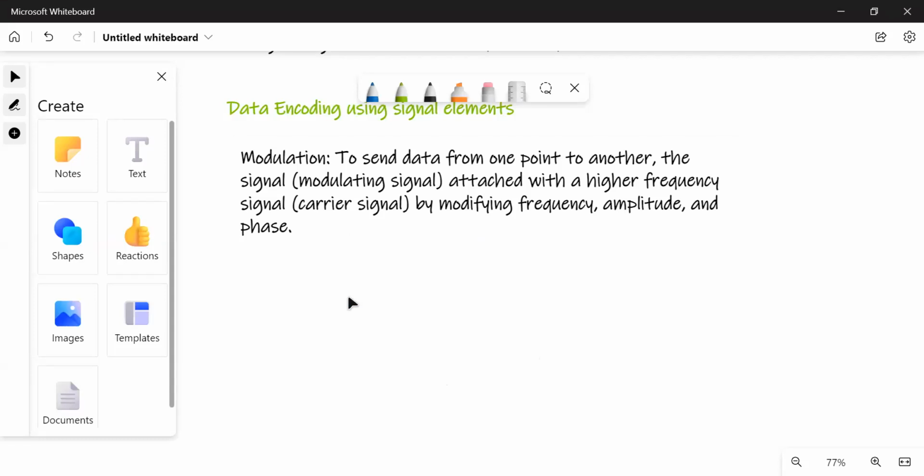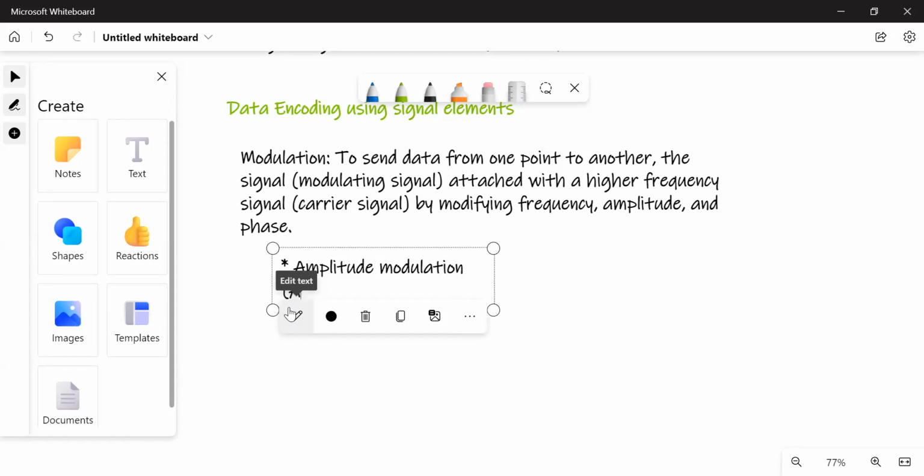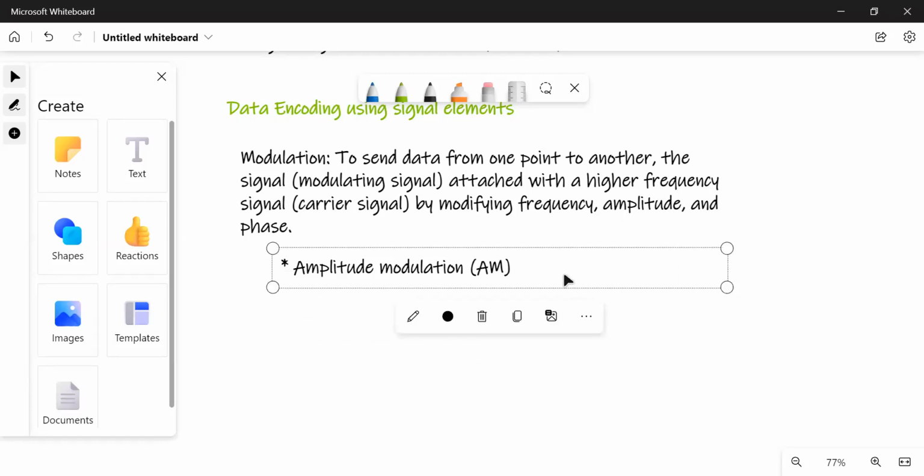So I told you, when you want to send data from one point, we are sending it as a signal. And we need some other signal to send this. So let's look at the first technique under this. The first one is called amplitude modulation. Or in short, we will say AM. Right. So let's write it down.